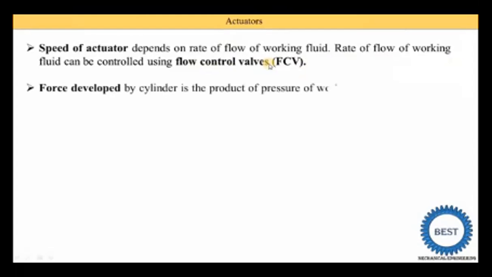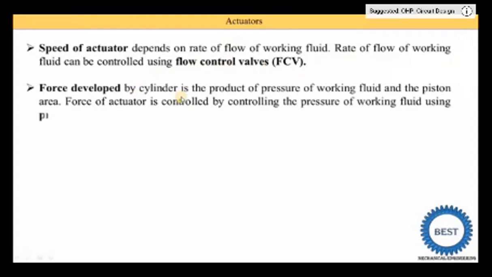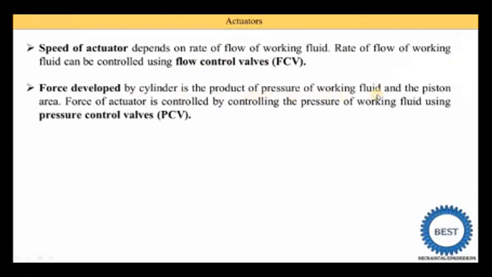Now how do we control the force? The force developed by the cylinder is the product of the pressure of working fluid and the piston area. Okay, so force is equal to pressure into area. The area of this actuator is fixed. We are not going to change this area of the actuators. So we have only one option, to change the pressure. For changing the pressure we require pressure control valves, in short written as PCV. So the force of the actuator is controlled by controlling the pressure of working fluid using the pressure control valve.